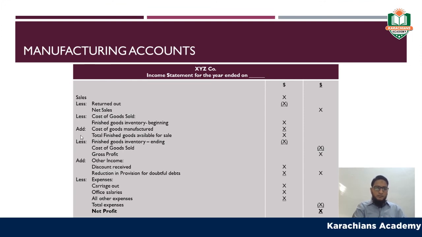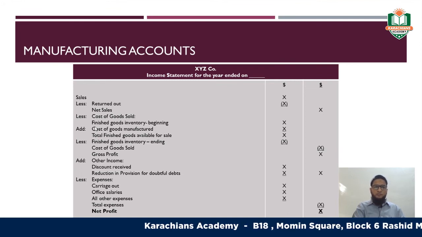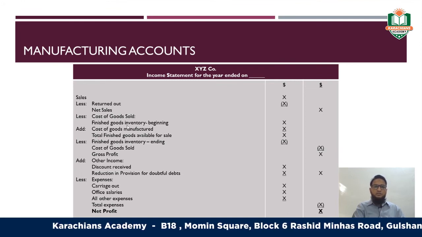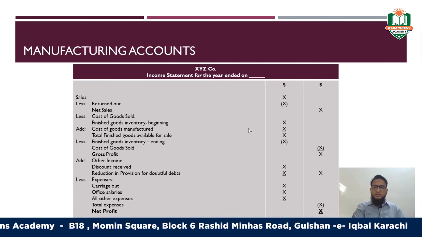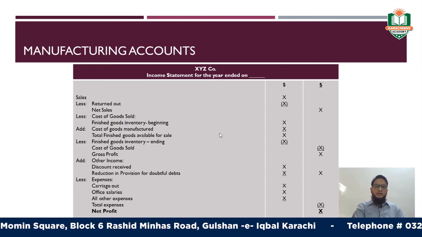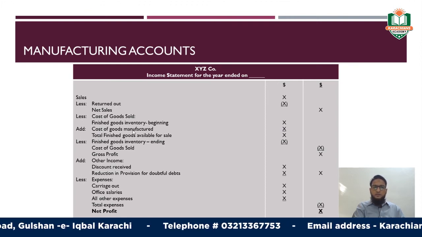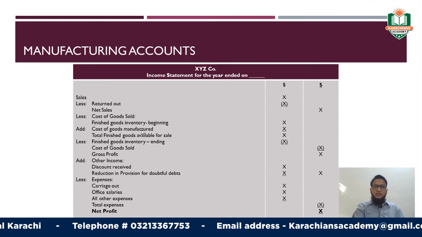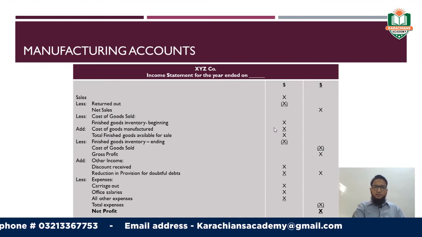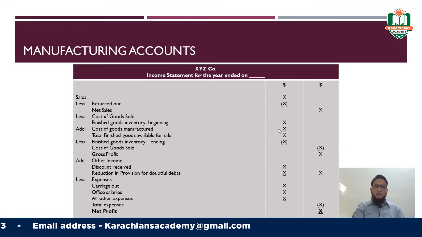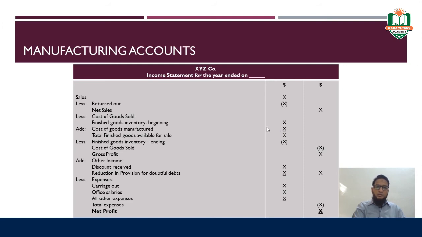First, you have to write the finished goods opening balance, right? Write it in the second column. Add the cost of goods manufactured, right? The cost of goods manufactured figure will be taken from the manufacturing account, as you have already gone through with that statement, right?